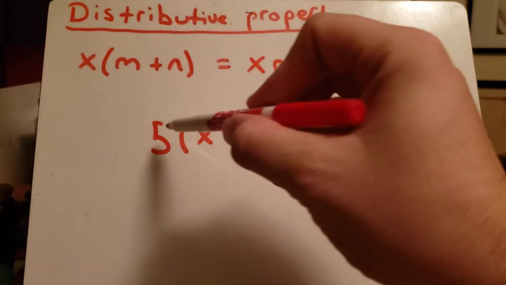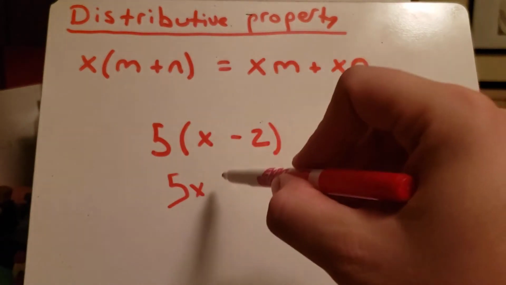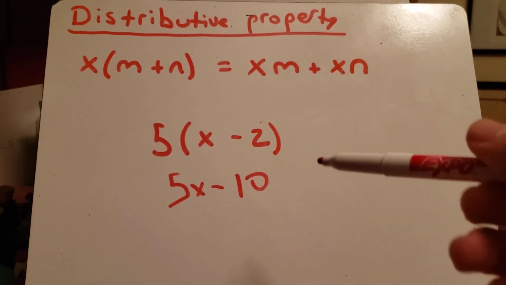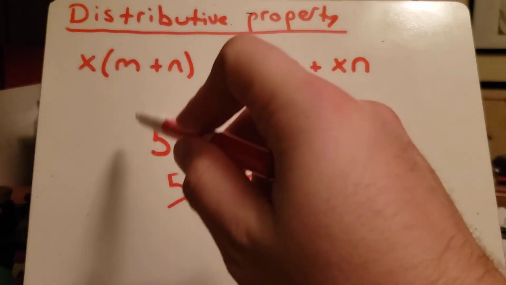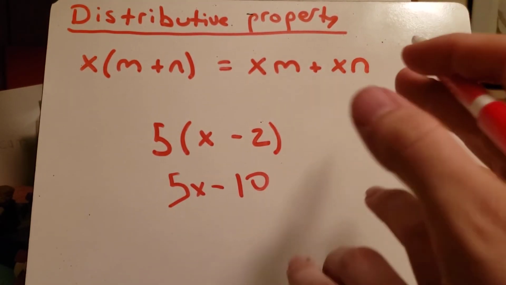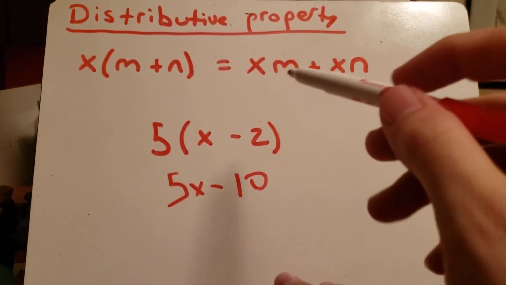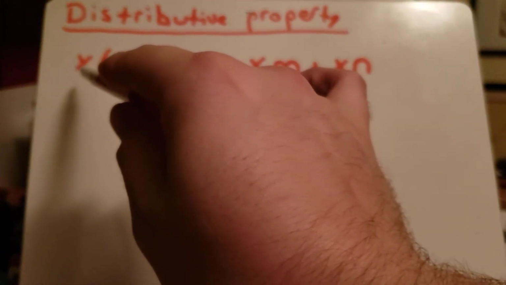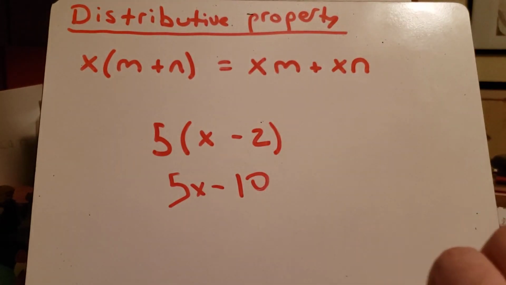So if I do that, I'll get 5 times x and 5 times negative 2. And so 5x minus 10 is the simplified version of 5 times x minus 2. And that's all the distributive property is. It's nothing complicated. There's no big reveal to it. It's just saying that you can multiply whatever's outside of the parentheses by the two things in the parentheses.